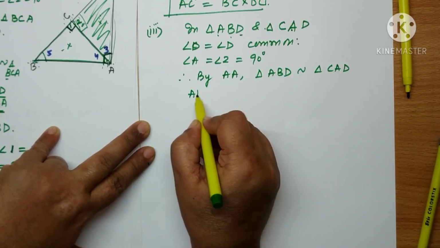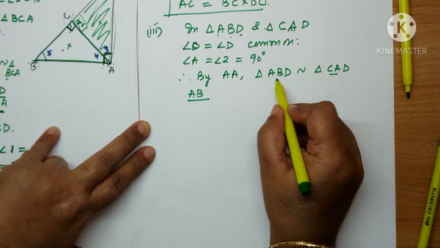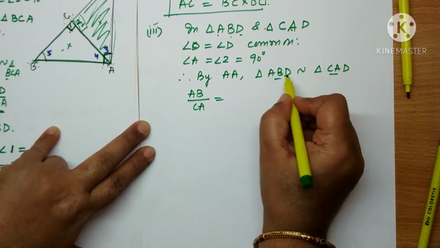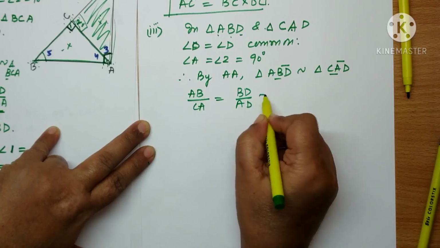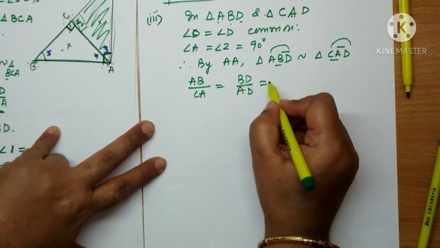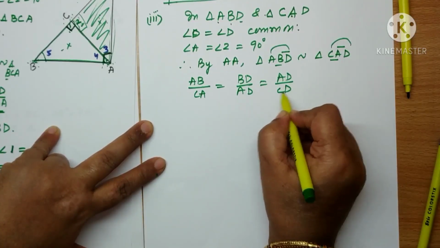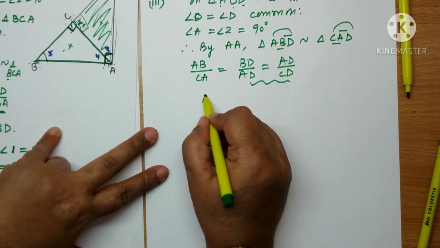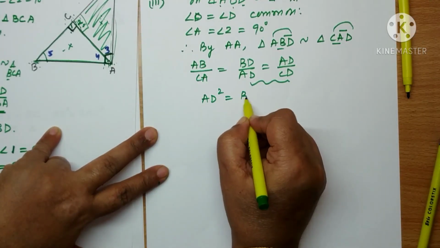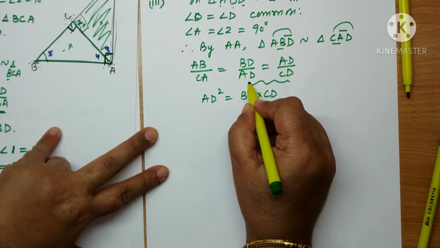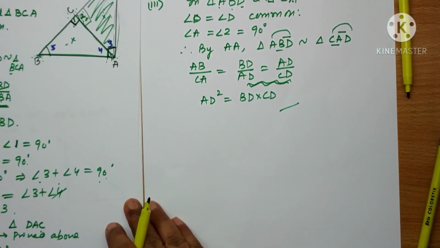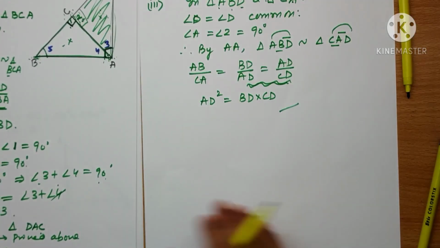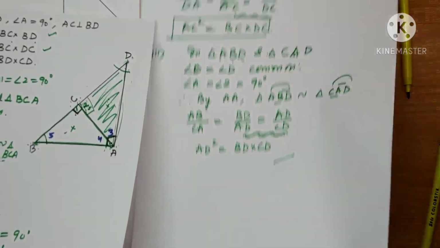So this gives AB by CA equal to BD by AD equal to AD by CD. Now these two sides will give AD square. So AD square is BD into CD. These two relations will give me this. So we got AD square as BD into CD. So done the third part, children, third question.